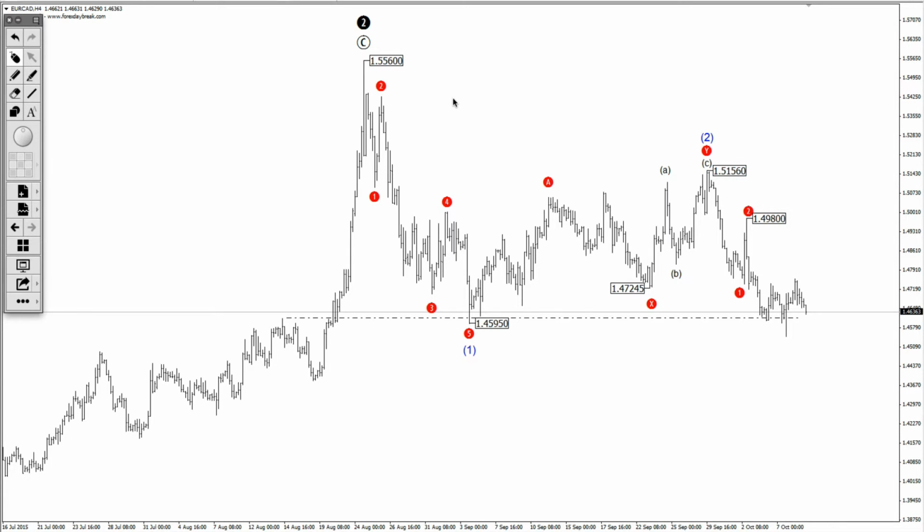I'm very bearish on this and long-term bearish on Euro Canadian, so we can see quite a clear 5-wave structure from that 155.6 high all the way down to 145.95, and since then we have been more or less in sideways corrective mode.